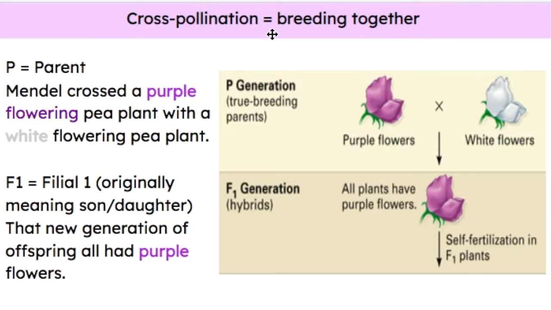So in this diagram, P stands for parent. So that's the parent generation. And when they say true breeding parents, they mean Mendel crossed ones that he knew were truly purple flowers and ones that he knew were truly white flowers.